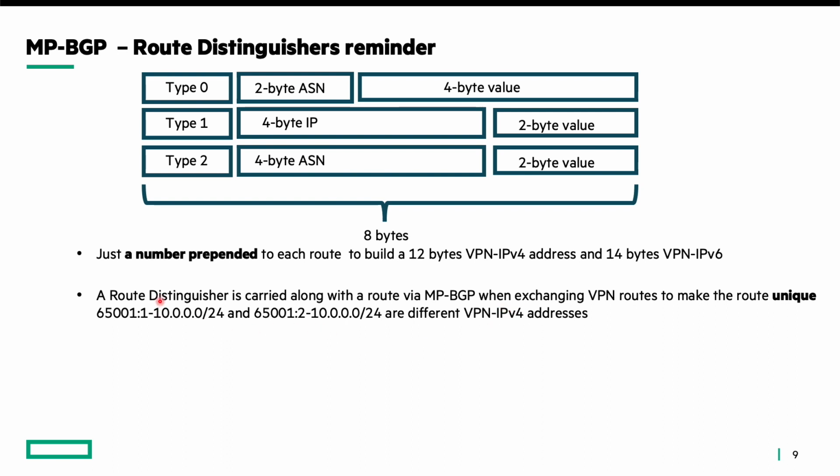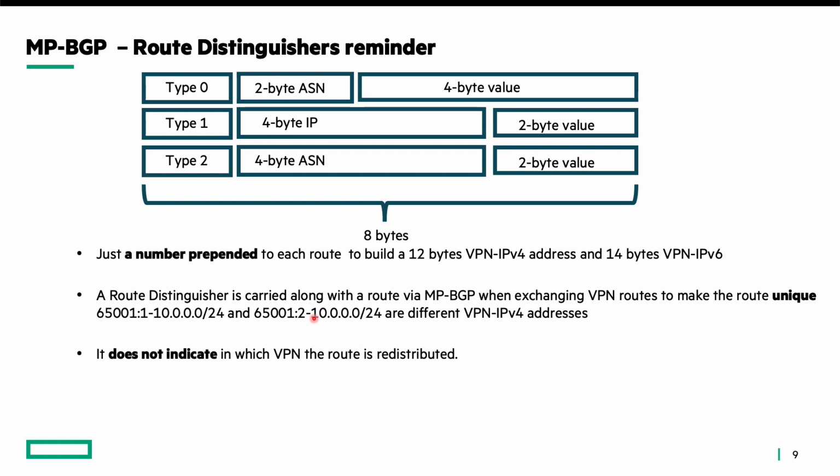This is how the distinguisher is transported in the MP-BGP advertisement to make it unique. And the benefit is that you can reuse the same IP address between different VRFs because the RD will make the value different. So even for 10.0.0.0/24, because the RD prepended is different from this one, it is two different route informations, two different VPN IPv4 addresses.